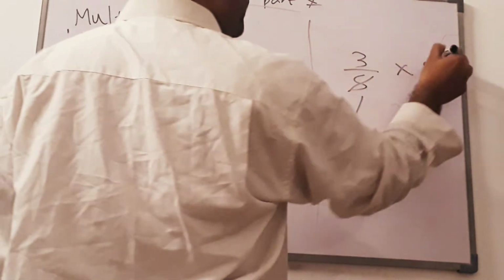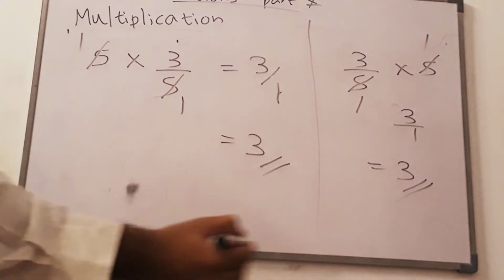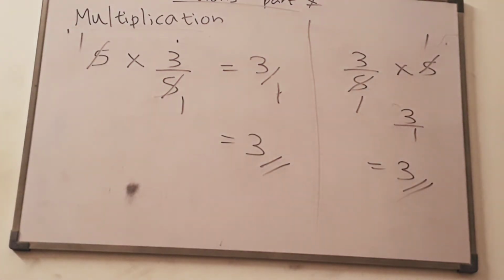Here also 1 5 and 1 5. 1 times 3, 3 over 1. Answer is 3. More sums.